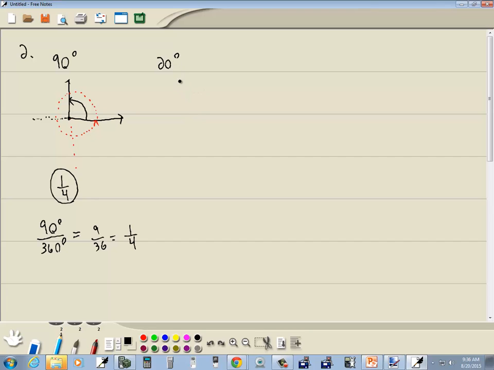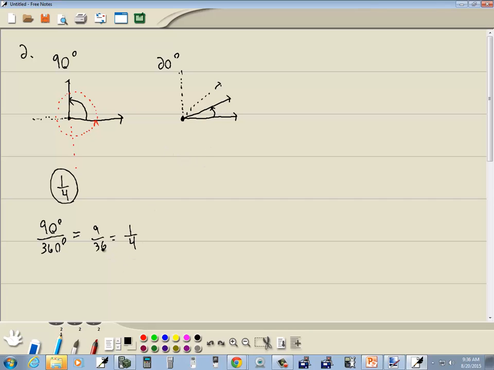I could draw this if I wanted, and I'll do it just to give us a general feel of where 20 degrees falls. Right here is 90 degrees. Halfway up there is 45 degrees. So 20 would be somewhere right here. I don't know exactly where, but that would be roughly 20 degrees.